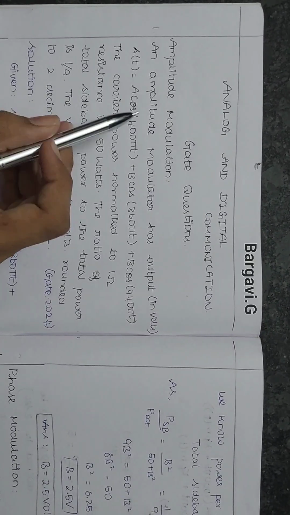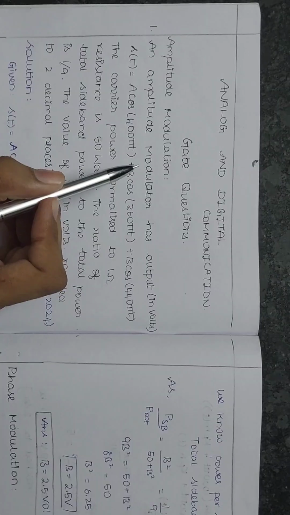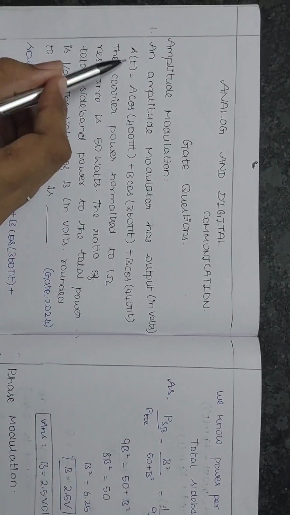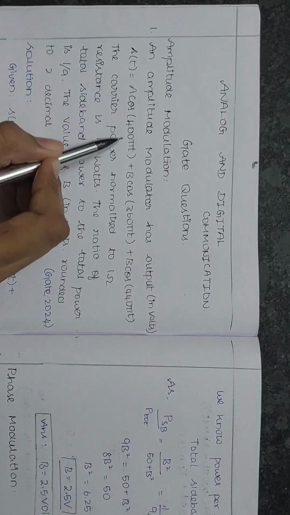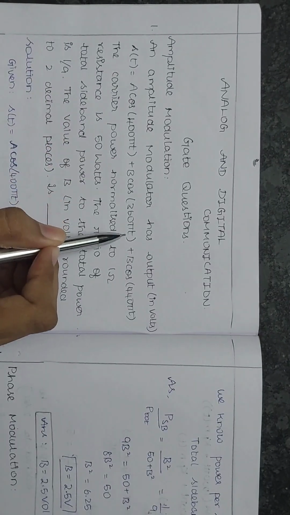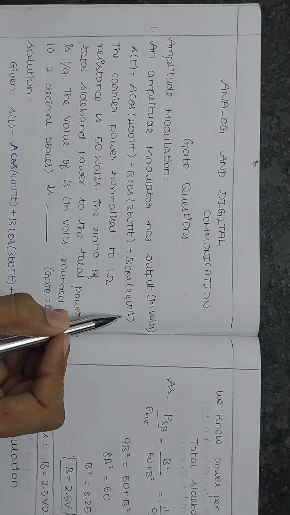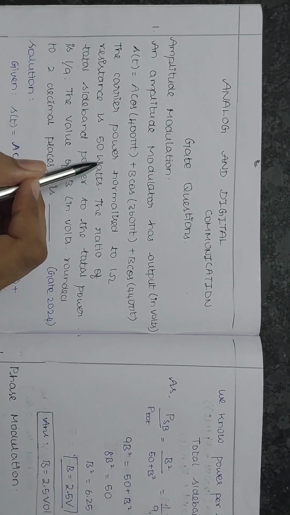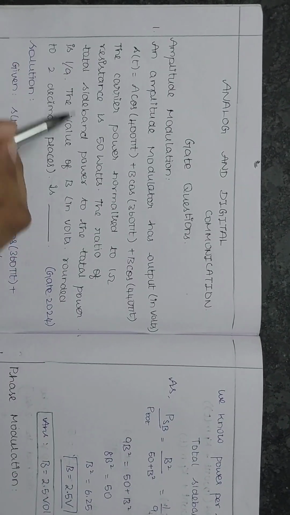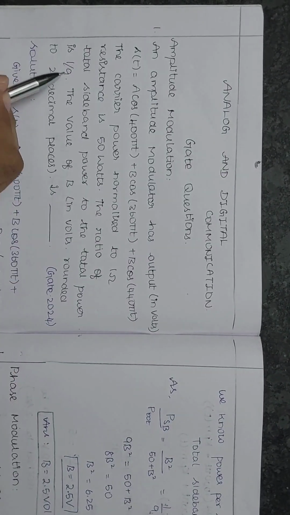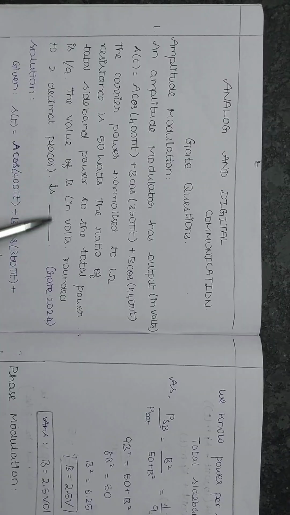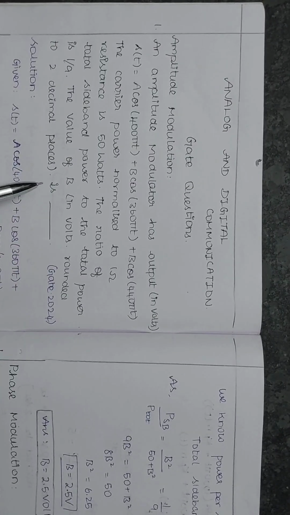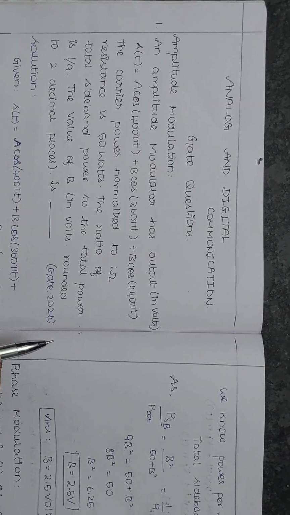First, let's see amplitude modulation. An amplitude modulator has output in volts. S of t, the amplitude modulated signal, is given as A cos 400 pi t plus B cos 360 pi t plus B cos 440 pi t. Carrier power normalized to 1 ohm resistance is 50 watts. The ratio of total sideband power to the total power is 1 by 9. The value of B in volts is what? They have asked rounded to 2 decimal places. This is a GATE question asked in 2024.